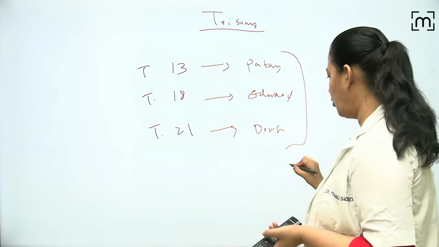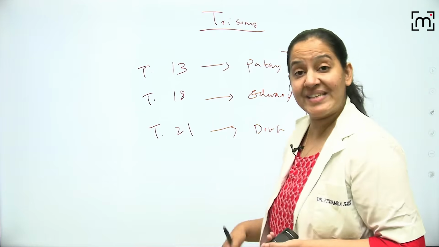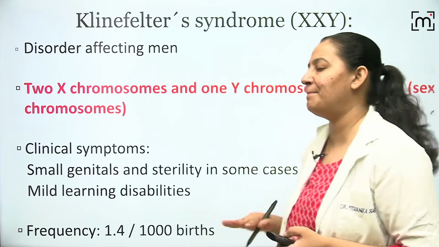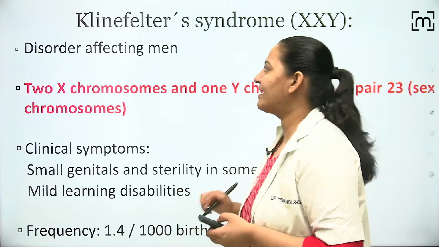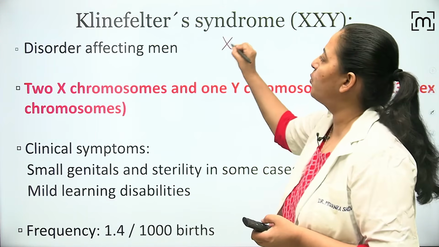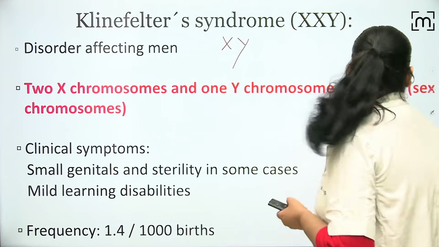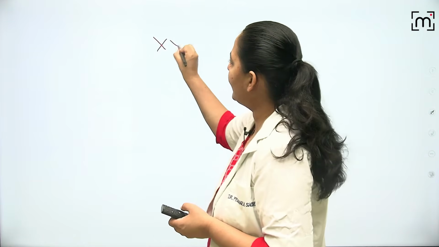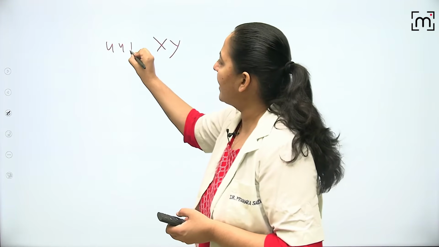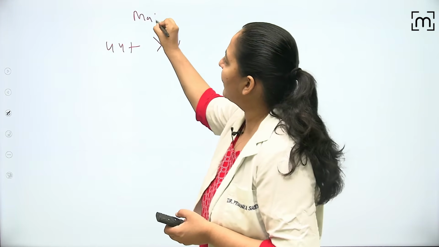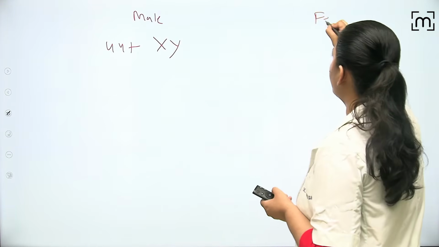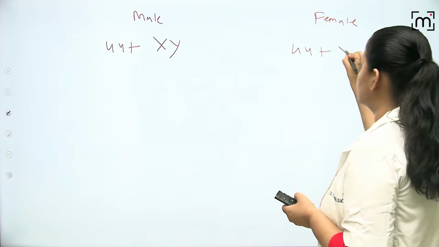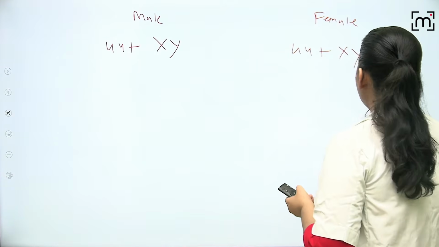Now let me teach you 2 more trisomies, but of the sex chromosome. So let me start the trisomies of the sex chromosome. One is in male, one is in female. What is the normal karyotype of a male? Male is XY. So here male is XY. It is 44 plus XY. This is a normal male. And what is the normal healthy female? It is 44 plus XX. We all know that.